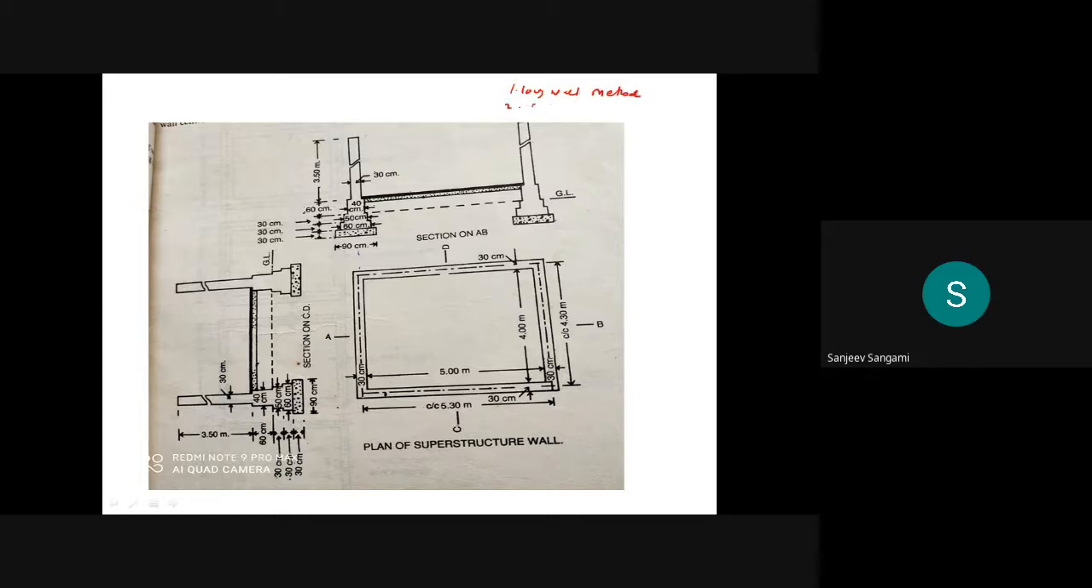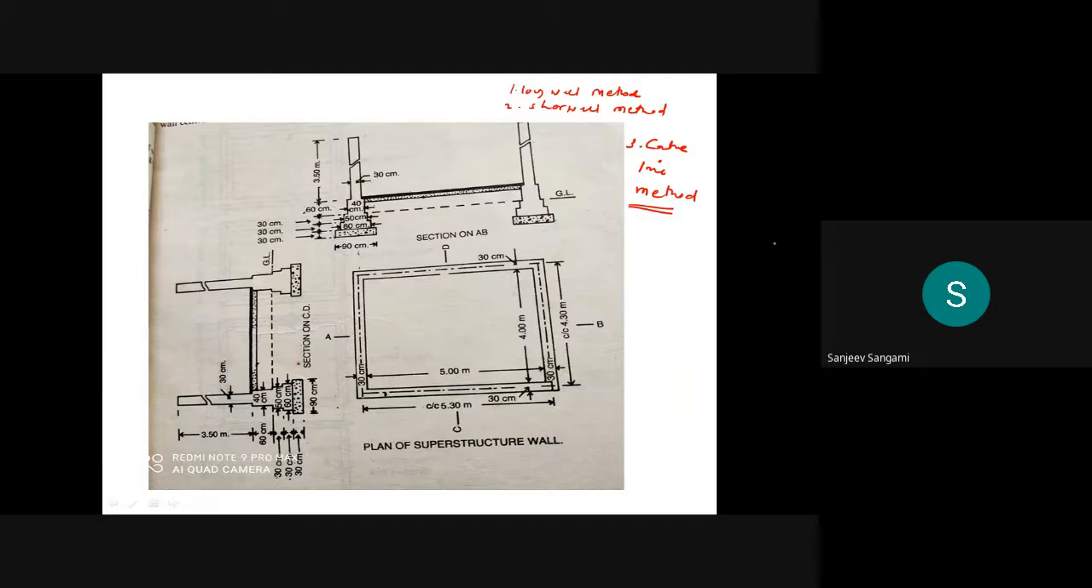Then we have the short wall method and the center line method. So normally, whenever you are calculating the quantities using the long wall method, short wall method, and center line method, first the things have to be observed carefully.